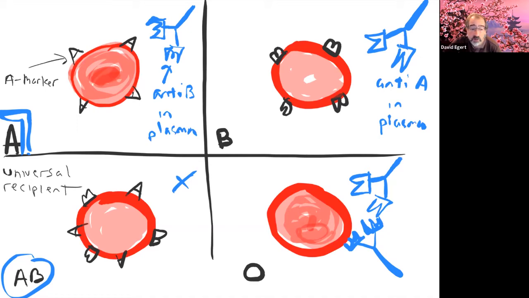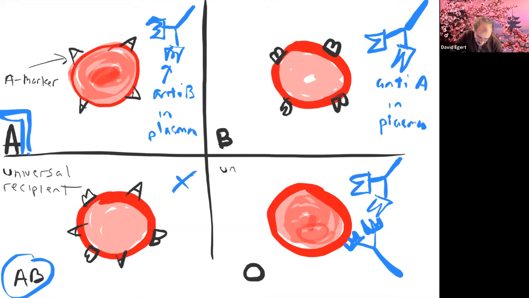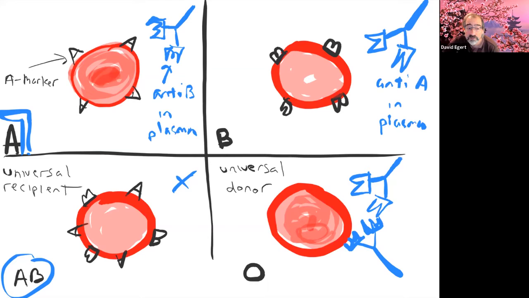How about O? Who can O donate to? Everyone. Since it has no markers, this is our universal donor. And who can O receive blood from? Only O, right? If you get anybody else, they're going to attack it. Again, luckily, O is the most common blood type, so it's likely that you're going to find a donor that can give you O blood if you need it. But O can only receive O blood.